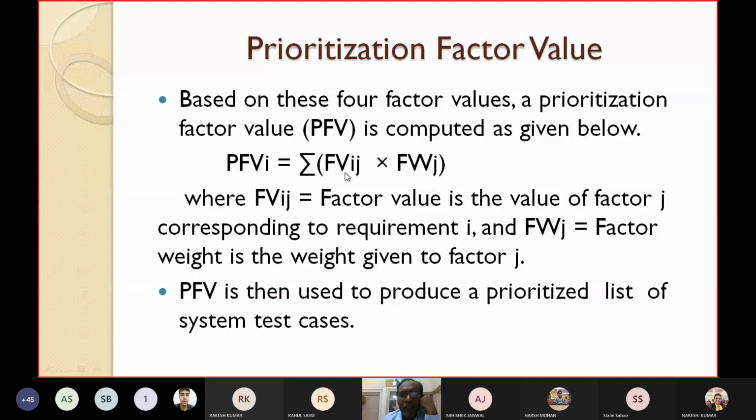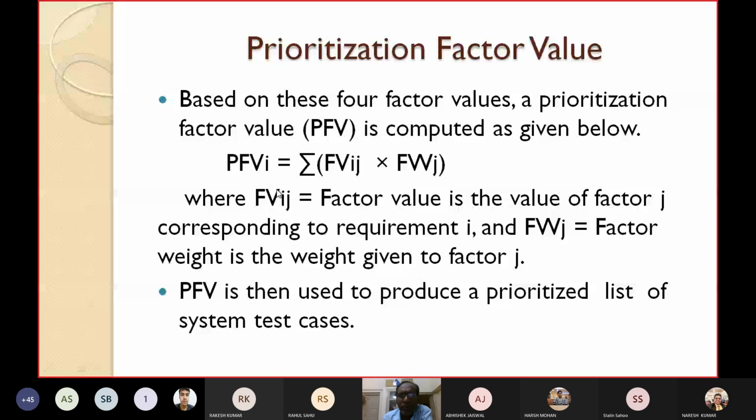And what is FW_j? It is factor weight. FW stands for factor weight. It is the weight given to factor j. Then you can find out the PFB_i. Similarly, you can compute the total PFB maybe by performing the addition. But here we require that i is the requirement. So for each requirement, compute the prioritization factor value. Then you prioritize all the requirements based on these values.